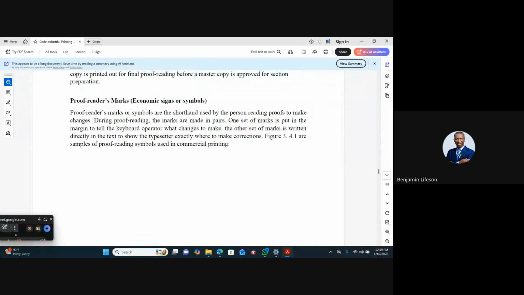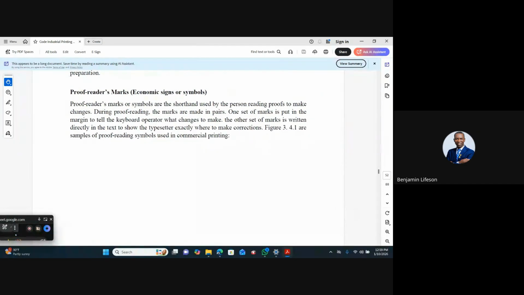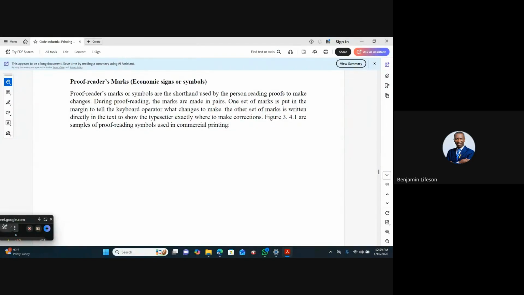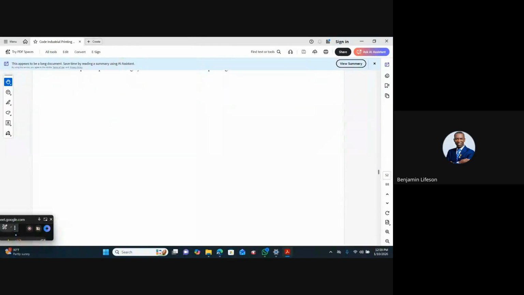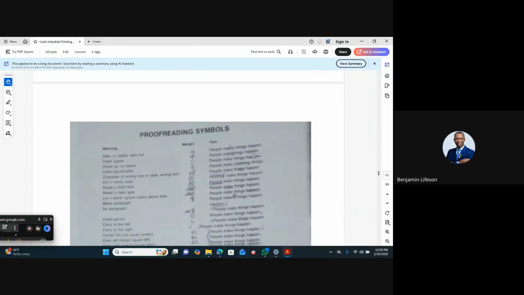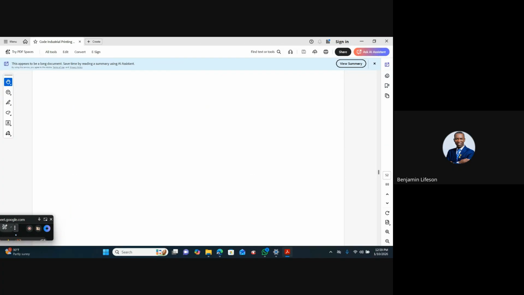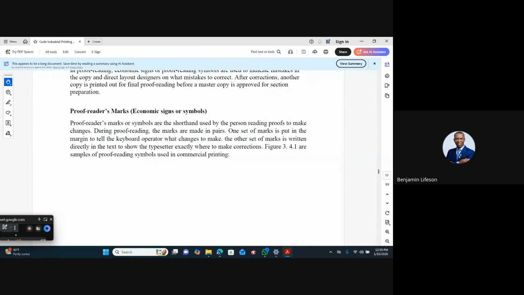So now let's look at some of the symbols, proofreaders' symbols, some of the symbols that they use in proofreading. So let's look at that. Yes, read, please.